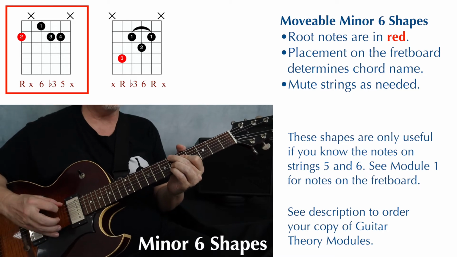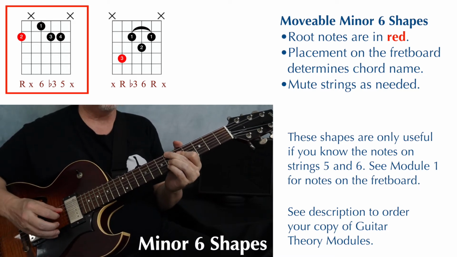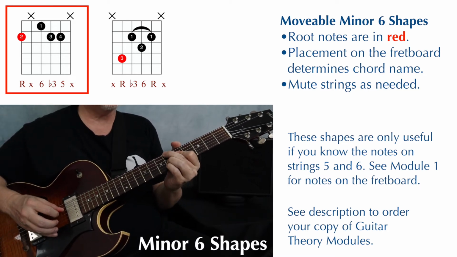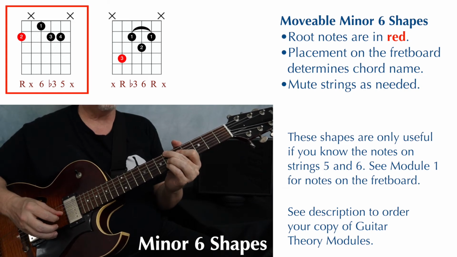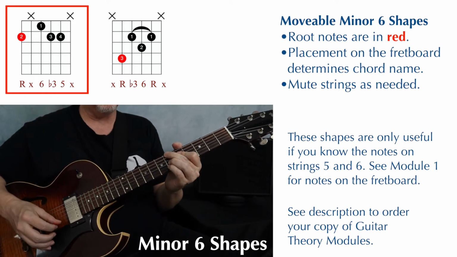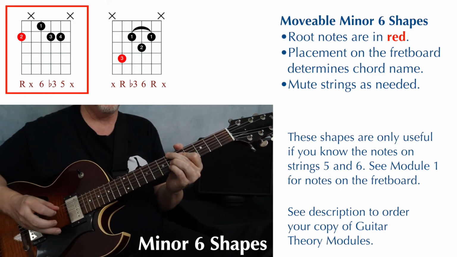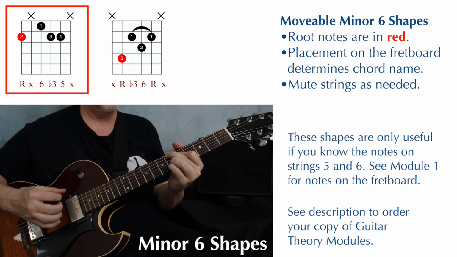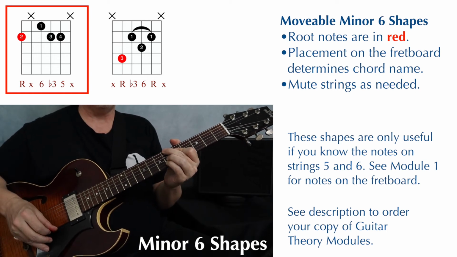So finger 2 is playing the root, finger 1 is playing the 6th of the chord, finger 3 is playing the 3rd of the chord, and finger 4 is playing the 5th of the chord. And we're muting the 1st string and the 5th string. Now this is a movable shape.